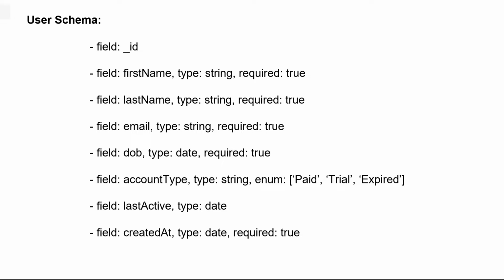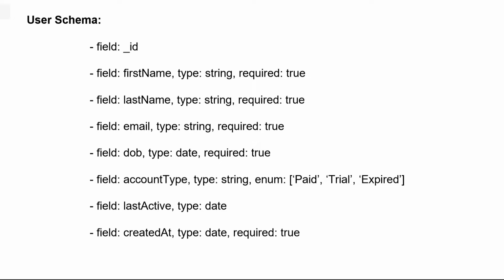Then we have the field email, which will be the value of the registered email for the user. And again, it's a mandatory field. Then the next field is DOB, which is of type date and is also required. And this is an important property because values like age could be calculated using the DOB value. The next field is account type, which is of type string, but we have another metadata property called enum here, which basically says that the account type value could only be one of these three predefined values. So the value for each user could either be paid, trial or expired.